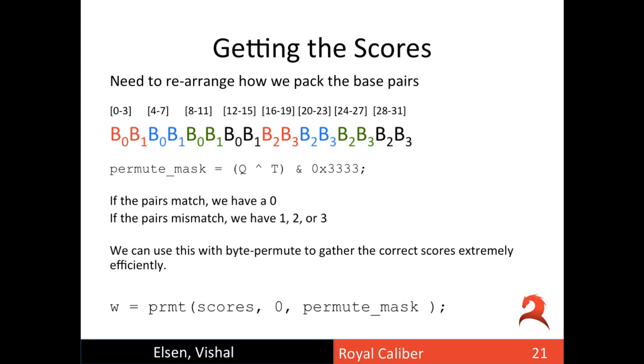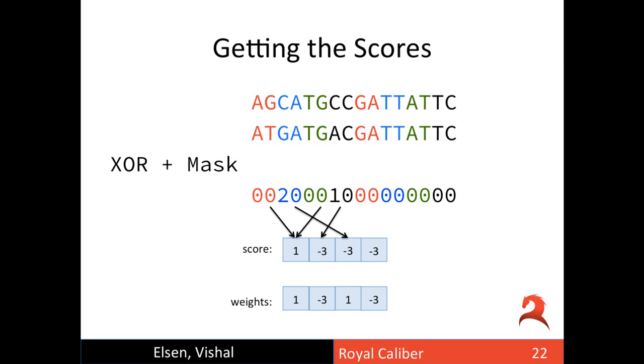And then the basic idea is that when we XOR the 2 sequences, if the base pairs match, you get a 0 because everything will cancel out. And if they don't match, then you're going to get a 1, 2, or a 3. Exactly which one you get depends on how they mismatch, but it doesn't really matter, because what we're going to do, let's go to the next slide, is in the score vector, we'll put a 1 in the 0th position, and we'll put the mismatch score of -3 in all the other positions.